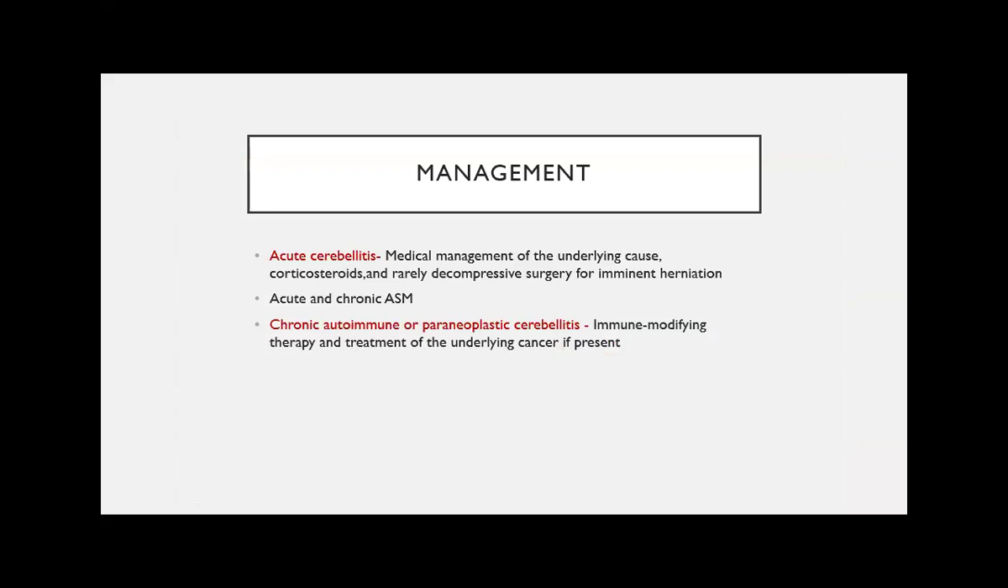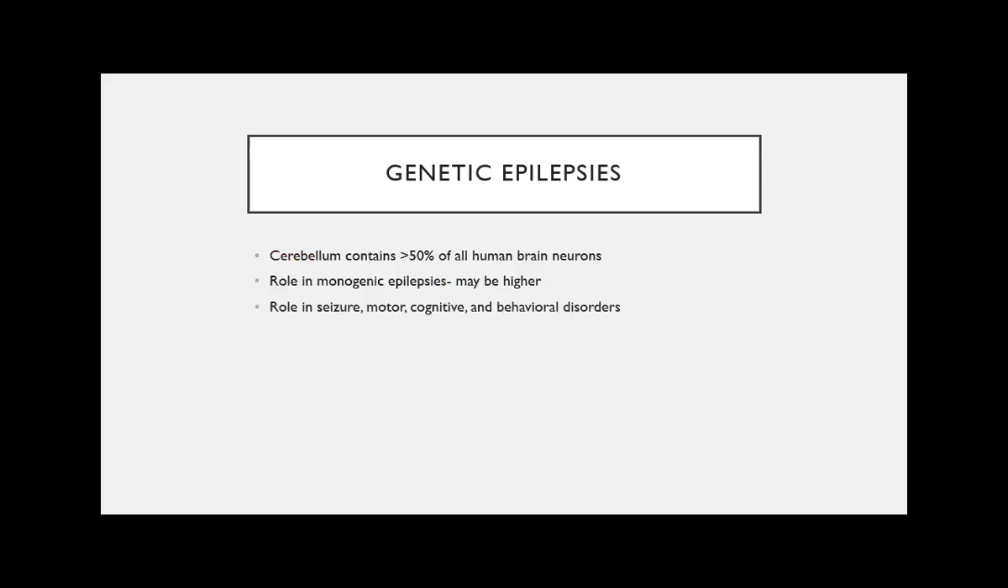Acute cerebellitis with seizures can be managed by management of the underlying cause, corticosteroids, rarely decompressive surgery for imminent herniation, as well as acute and chronic ASMs later if necessary. Chronic autoimmune paraneoplastic cerebellitis can be treated by immune modifying therapy as well as treatment of the underlying malignancy if present.